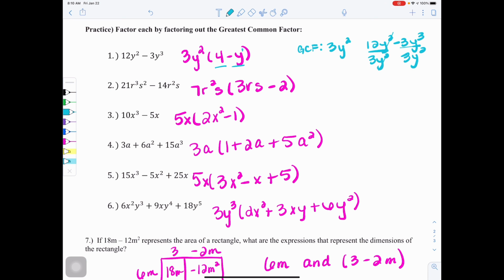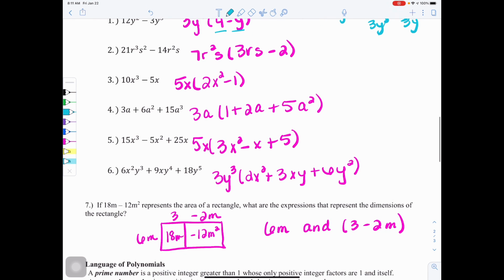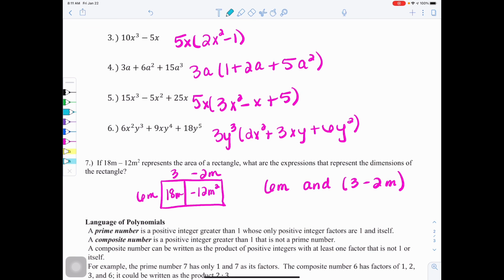And then in number 7, it says if 18m minus 12m squared represents the area of a rectangle, what are the expressions that represent the dimensions of the rectangle? So that means they want you to find the length and the width. Now, I drew a diagram here, but essentially you're doing the same thing as you were doing in the above questions. You're taking 18m minus 12m squared, and you're factoring using the GCF. Looking at 18 and 12, I know that 6 is the greatest common factor, and the lower power of m is m. And then I divide everything.